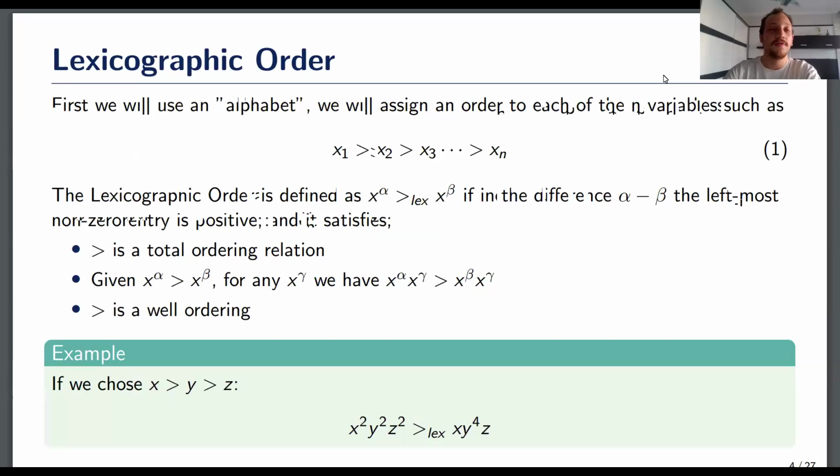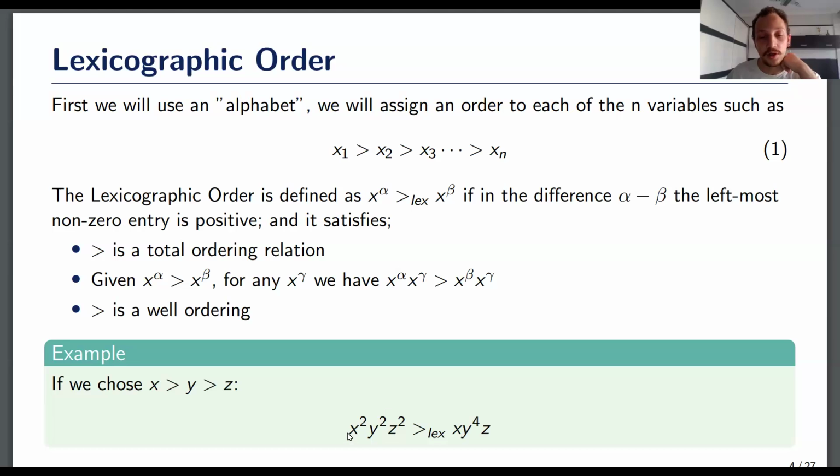That's why we have lexicographic order. It is analogous to how we order words in a dictionary. Thus, we first need an alphabet. Assume that this alphabet is x1 is greater than x2, and so on. Then lexicographic order is defined as x^α is greater than x^β if in the vector difference α minus β, the leftmost non-zero entry is positive. Lexicographic order is a total ordering relation, it is compatible with multiplication, and it is a well-ordering.